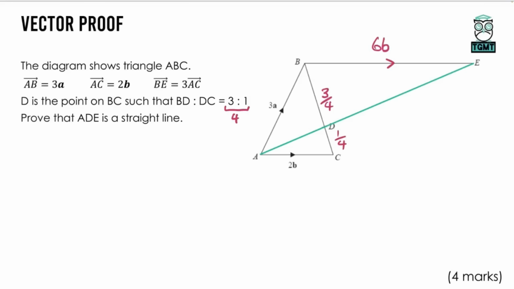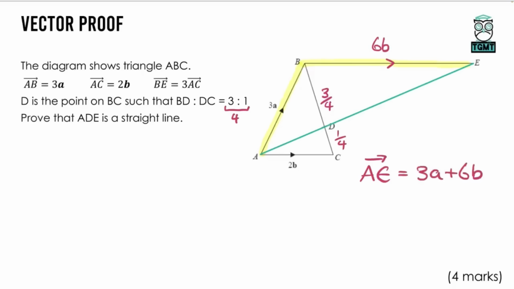So here we go, prove that ADE is a straight line. Now whenever we are proving a straight line, I like to find the vector for the full line to start with. So to get from A to E, we could go up by 3A and across by 6B. And that's going to give us a vector straight away. So A to E would be the vector 3A plus 6B.